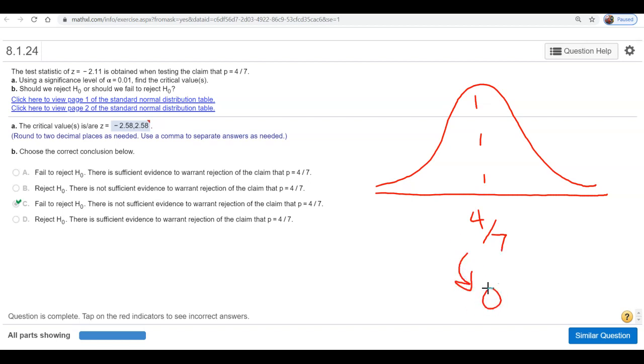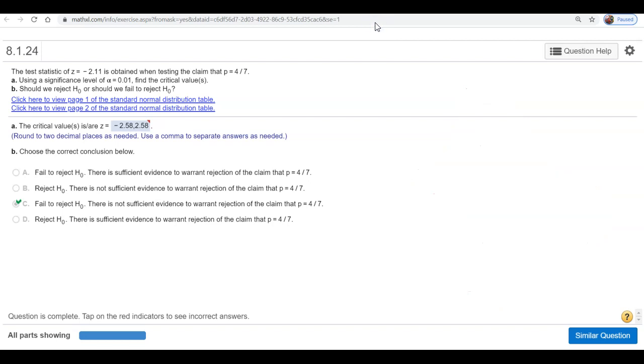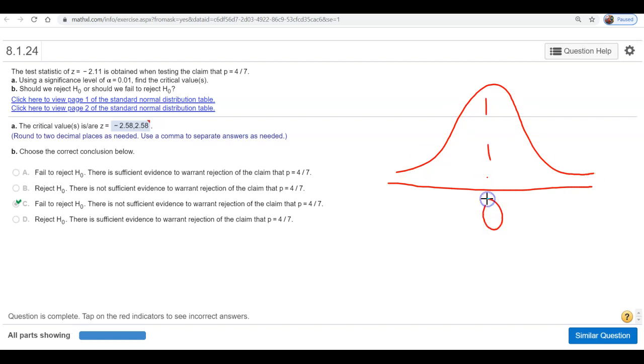So remember, the population proportion would be the mean of the distribution of sample proportions. So it would become 0 in the z distribution. This is the distribution of p hats, 4/7 is in the middle. But when we change them to z-scores, 0 is in the middle. So 4/7 gets transformed to a 0. And then our test statistic is -2.11.